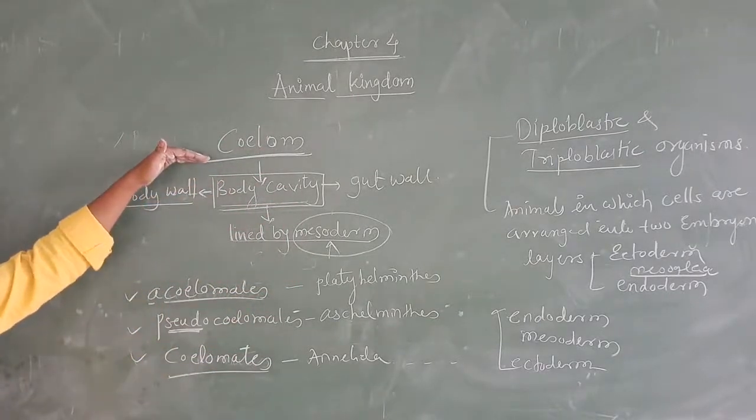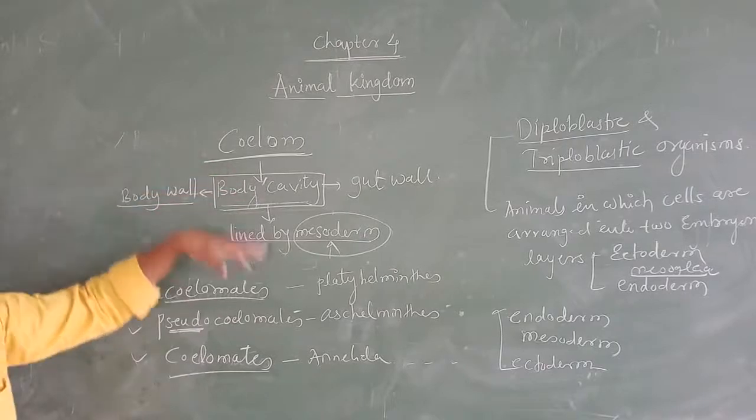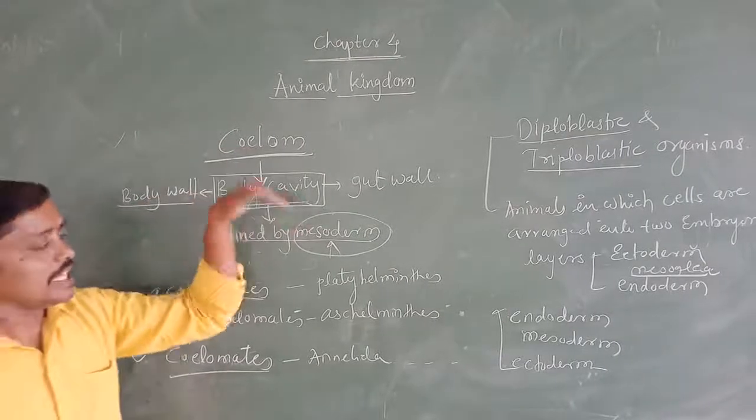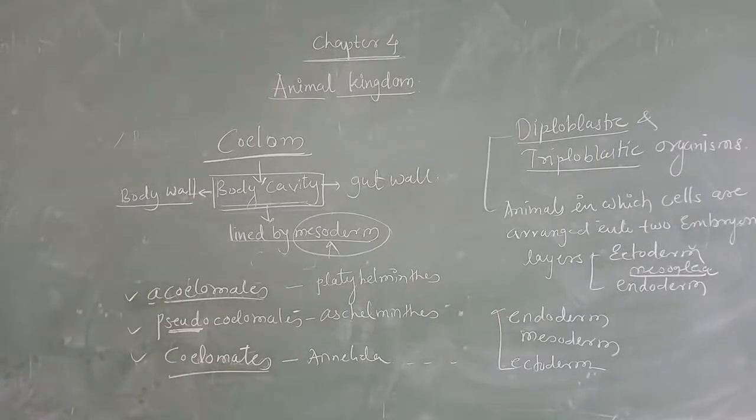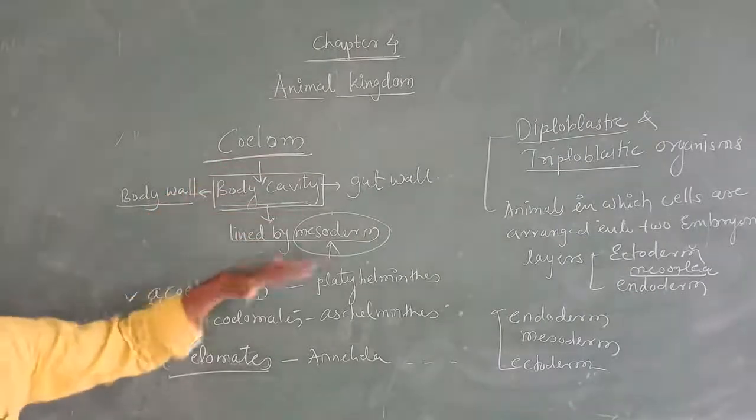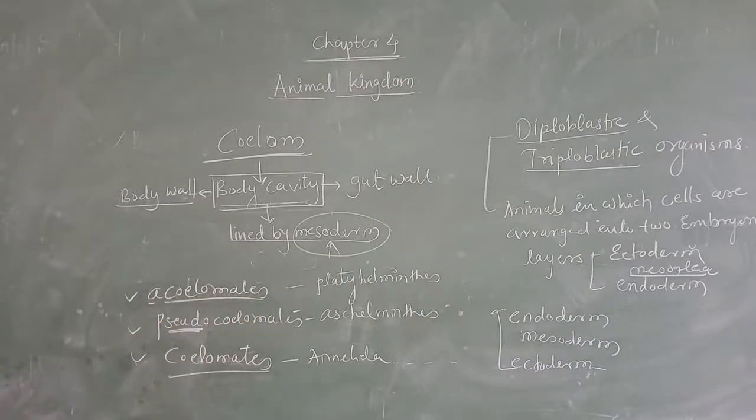So I am going to conclude today's class here only. In the present class we studied the basis of classification, and after that, in detail, the levels of organization. We studied symmetry, next diploblastic and triploblastic organisms, and last one is coelom. And next point I am going to start in the next class.